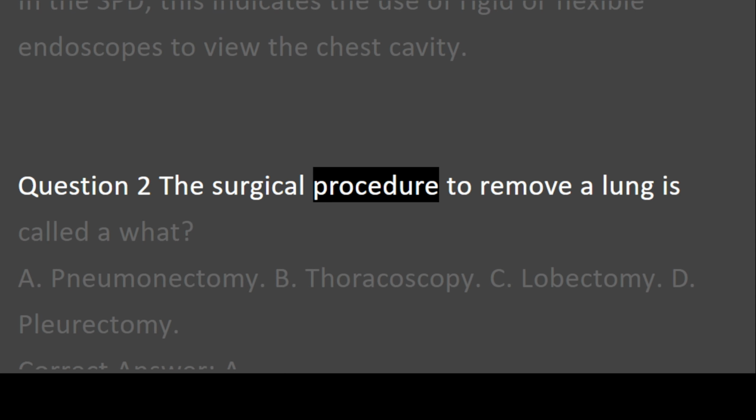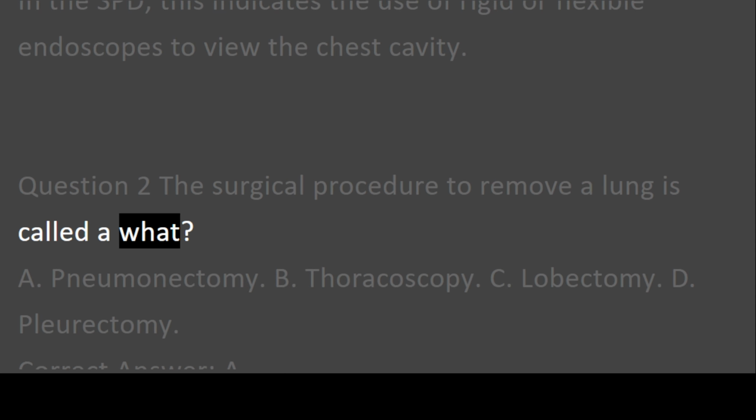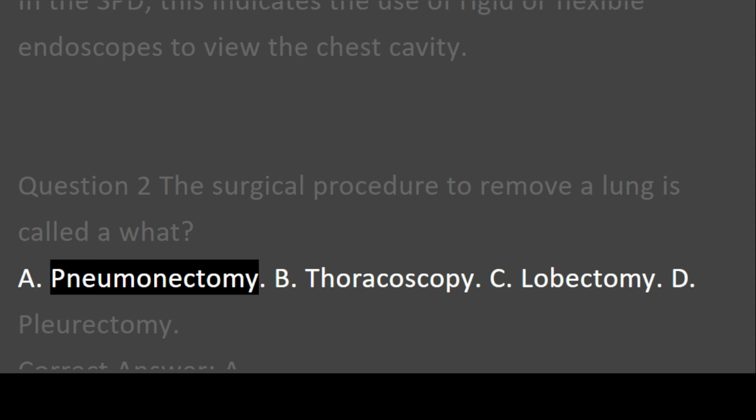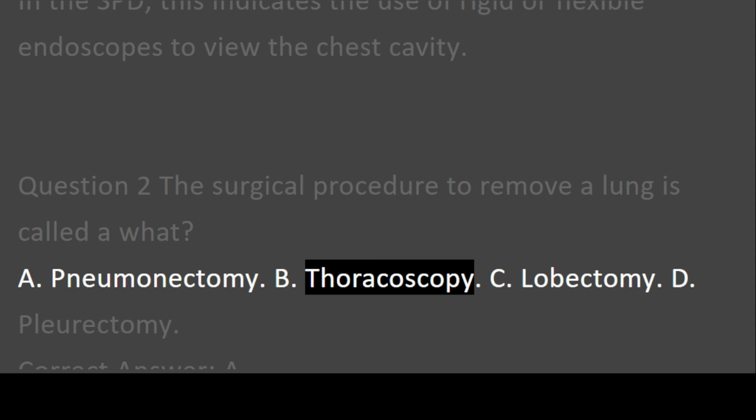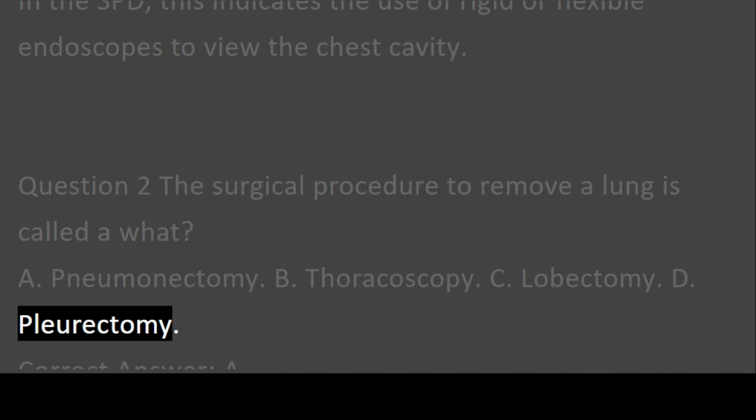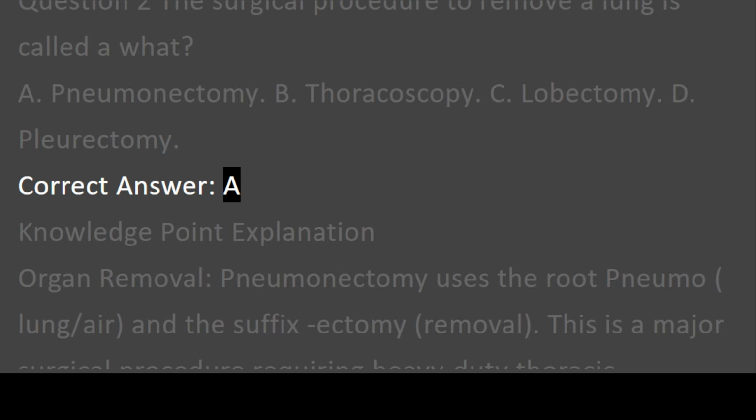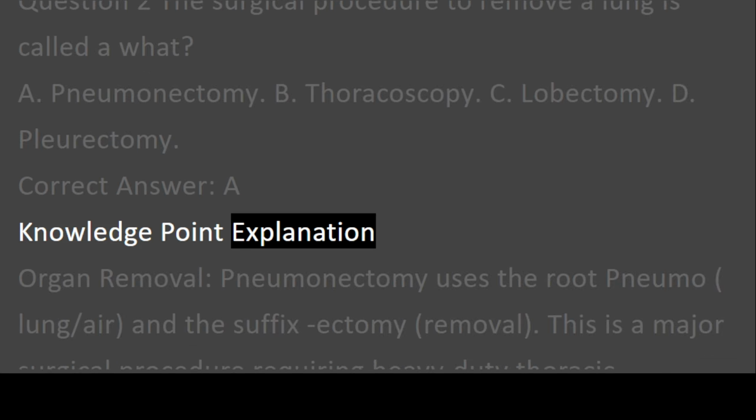Question 2. The surgical procedure to remove a lung is called a what? A. Pneumonectomy. B. Thoracoscopy. C. A lobectomy. D. A pleurectomy. Correct answer, A. Knowledge point explanation.